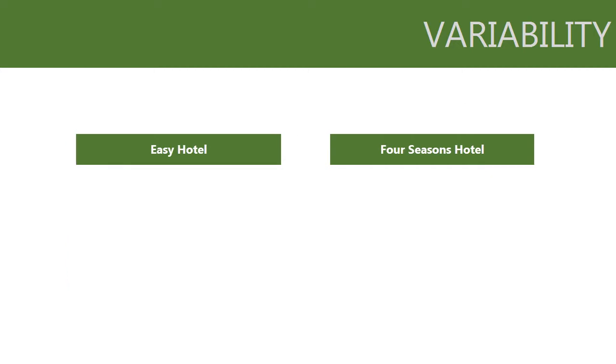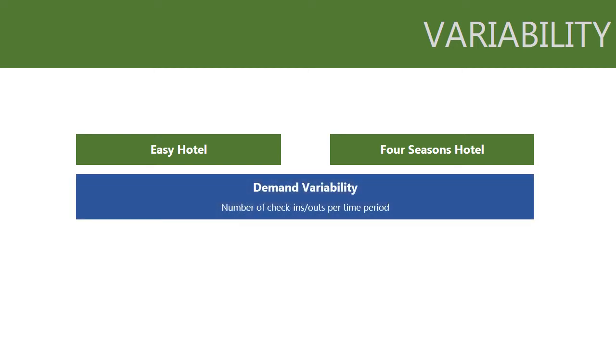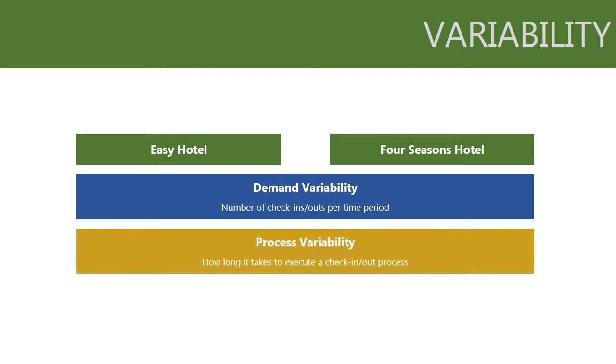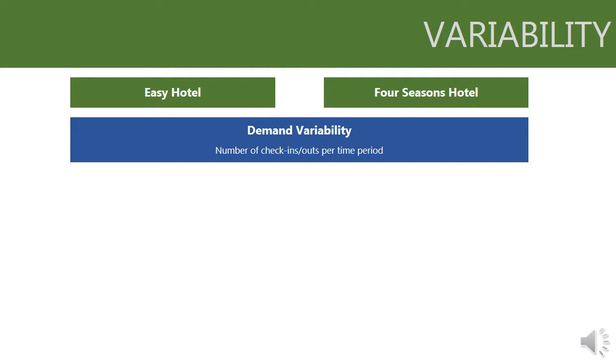Besides having the same processes in place, both hotels also have to deal with two types of variability. On one hand we have the demand variability, meaning the number of check-ins and check-outs per time period, and process variability. That means how long it takes to actually execute a check-in or check-out process. Let's have a look at demand variability first. So demand variability was the number of check-ins and check-outs per time period.